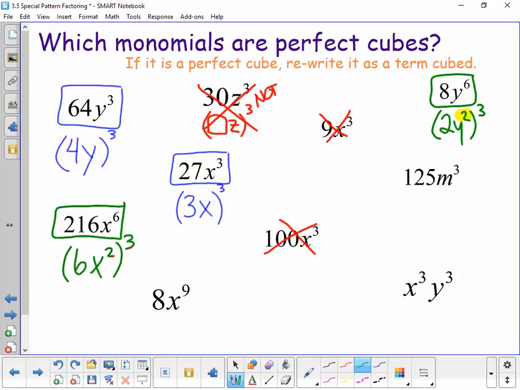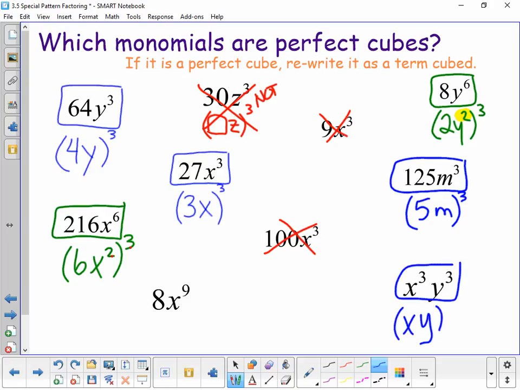So as we're using the sum and difference patterns with cubes, we have to become really good at spotting these perfect cubes. 125, yes, that is a perfect cube. It is the cube of 5m. x to the third, y to the third is also a perfect cube. It's the perfect cube of xy. And the last one over here, it is a perfect cube. It is the perfect cube of 2x to the third, and then that would be raised to the third power to give us 8x to the 9th.